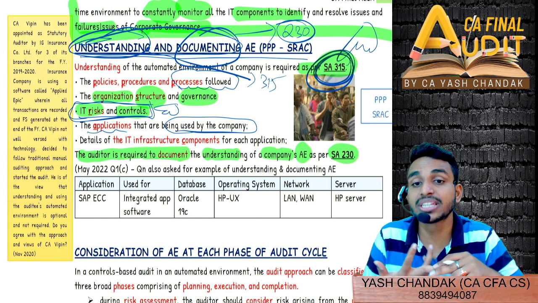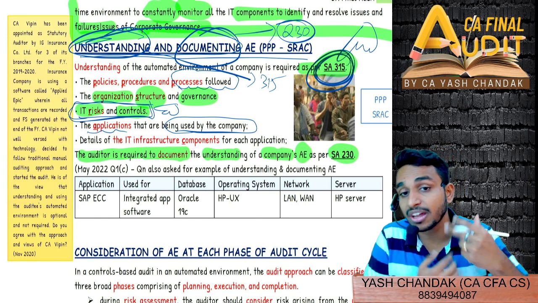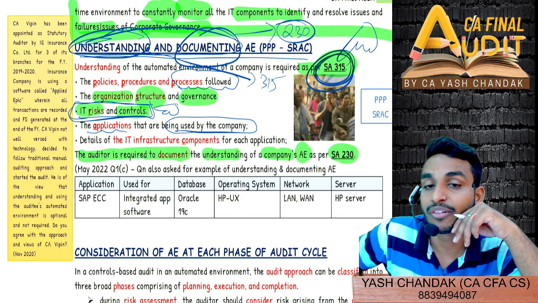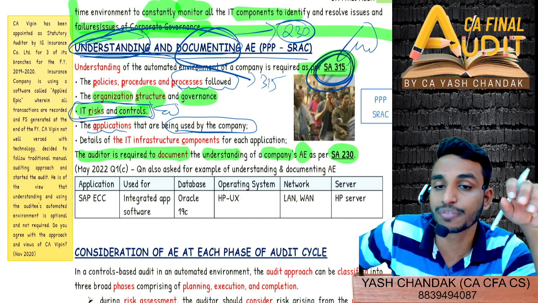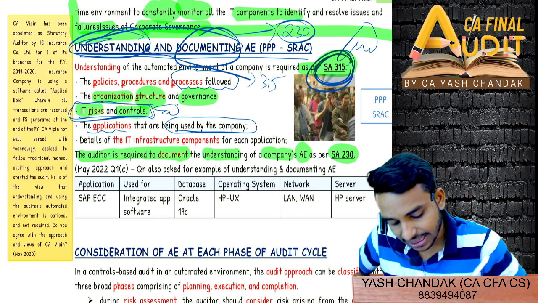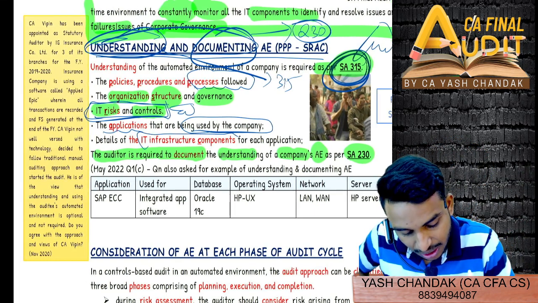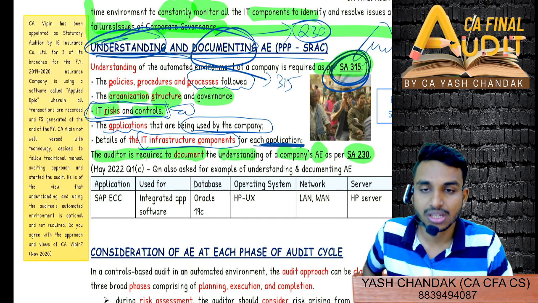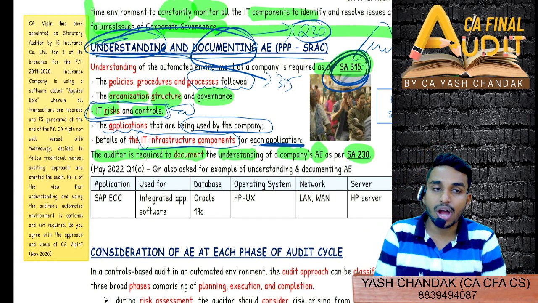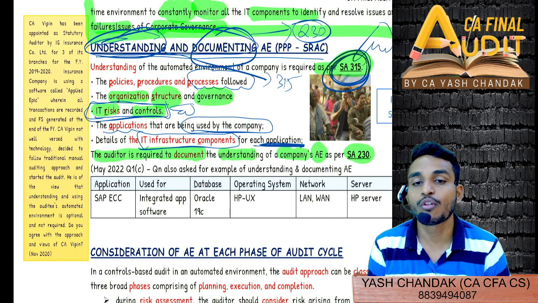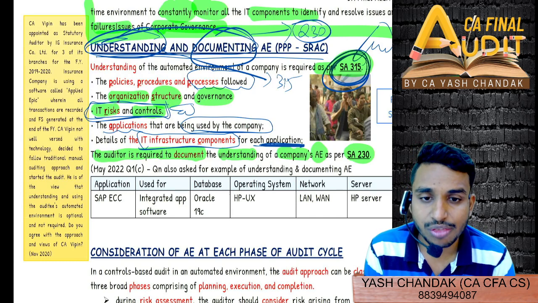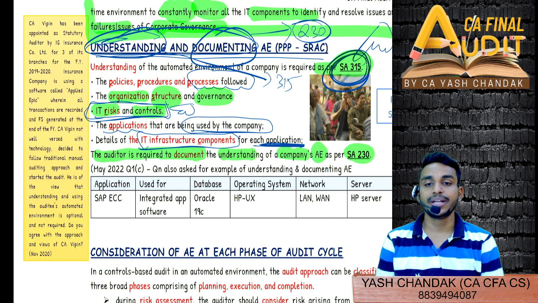Similarly, there would be so many other applications being used by the entity, by the company. So you need to understand the entire application process software, how it is operating, and then lastly all the IT infrastructure components for each application. So quickly tell me the components of IT infrastructure, or layers of the IT environment, layers of the automated environment. Yes, Pooja, layers of the automated environment.